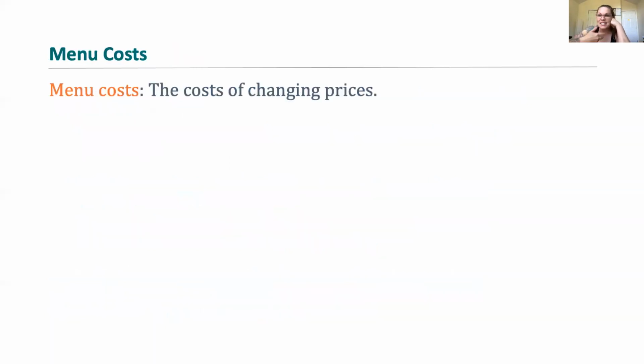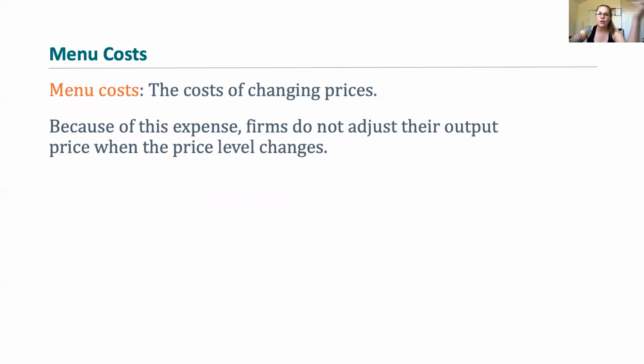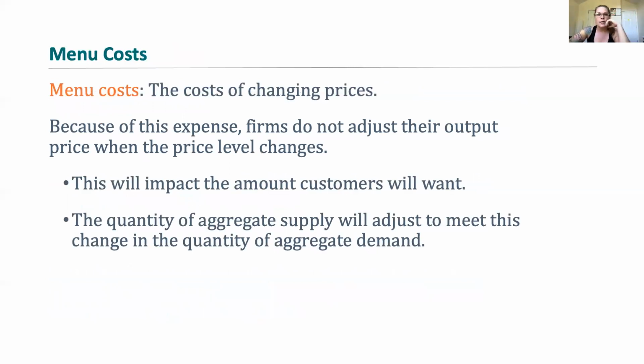Menu costs. This is the costs associated with changing your output prices, right? Like doing that thing that I just said where you erase the blackboard. So because of this expense, firms tend not to adjust their output price immediately when price levels change. So let's suppose price levels rise, but the firm doesn't really want to change its output prices quite yet because it's costly to do so. You've got to print new menus, change your boards, print all new stickers, all that. So price levels have risen, but you haven't changed the price of your output.